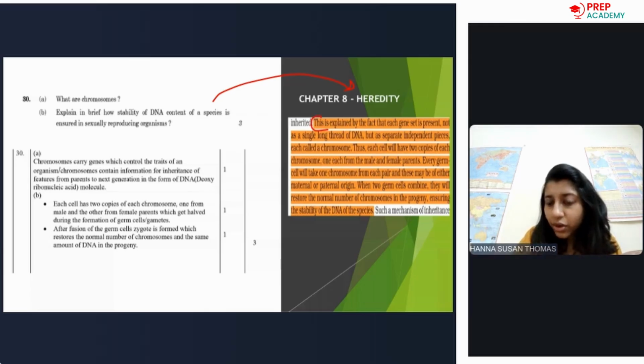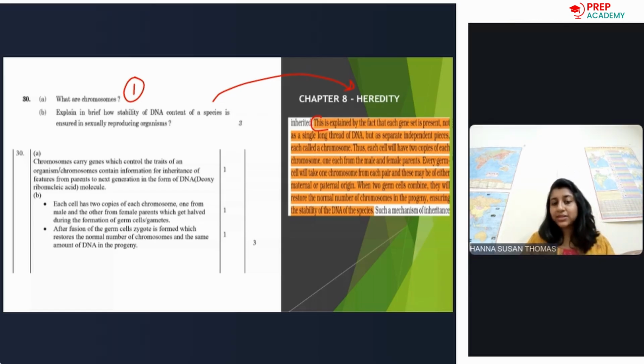It's given here. Not in literal words, but you can rearrange with respect to your own words and define chromosomes. Basically, chromosomes carry genes. Genes control traits of an organism, or they have information for inheritance that is transferred from parents to their offspring. Then comes the B part question. If you are writing this, you will be getting 1 mark. B part question, explain in brief how stability of DNA content of a species is ensured in sexually reproducing organisms.